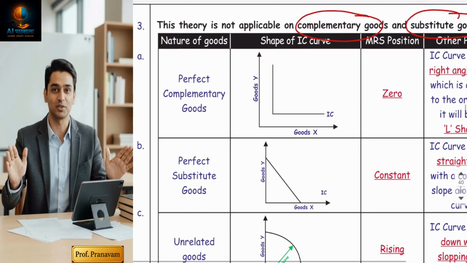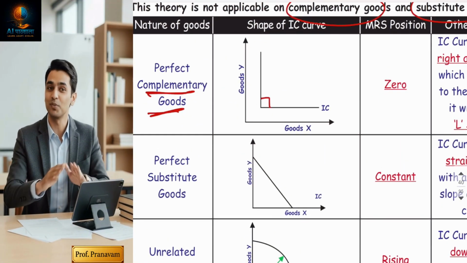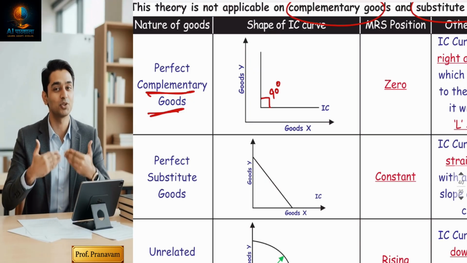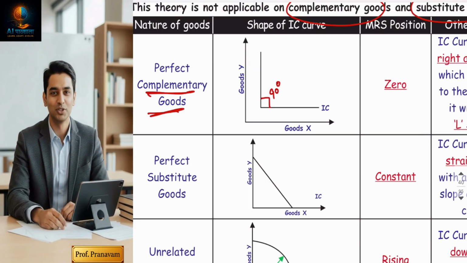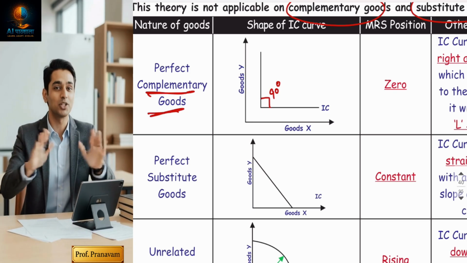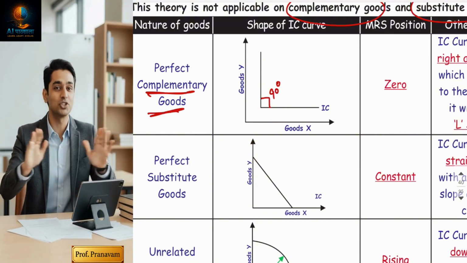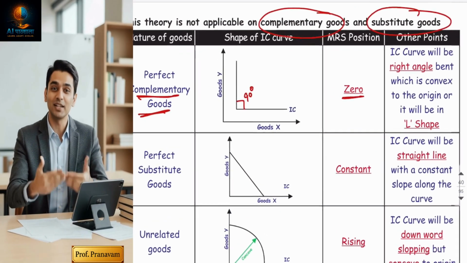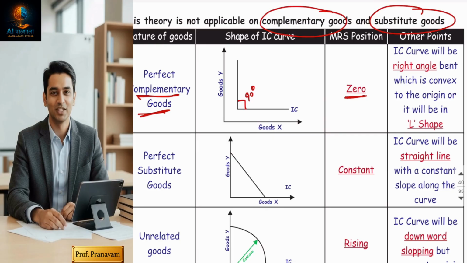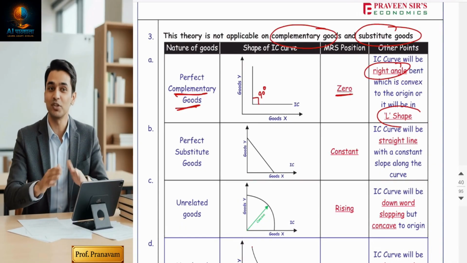Please understand. If you try to draw a curve for complementary goods, you are going to get an L shape. The IC curve will be L shaped, a 90-degree right angle, because in complementary goods you don't sacrifice. See, the base of the indifference curve is what? If you want to purchase more goods of X, you have to reduce goods of Y. But here, for example, complementary goods are computer and keyboard. So I cannot sacrifice keyboard to purchase computer. I have to purchase both together. So the sacrifice ratio will be zero, so MRS remains zero in complementary goods. That's why your indifference curve is a 90-degree right angle, in L shape.